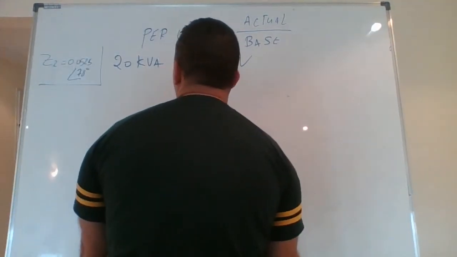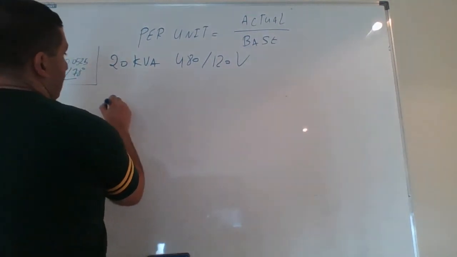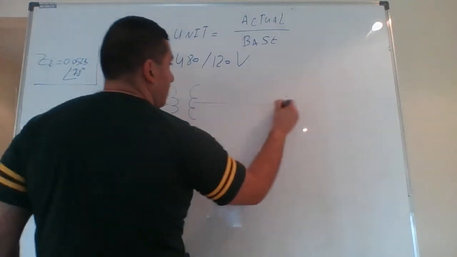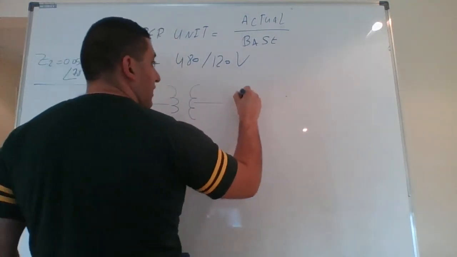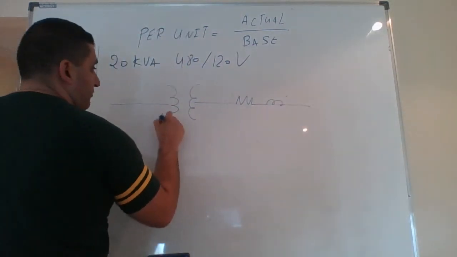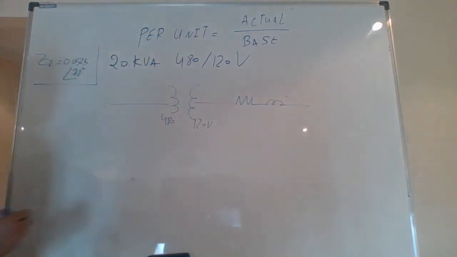Now, I have my transformer. Remember, I have my transformer. I want to represent it like this, so I can put it on the board. On that side is 480 volt. On this side is 120 volt.